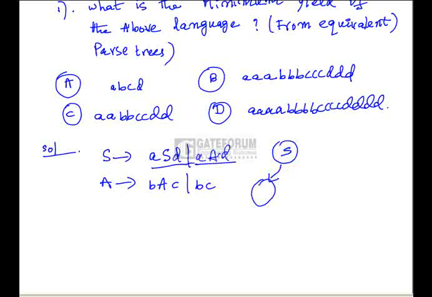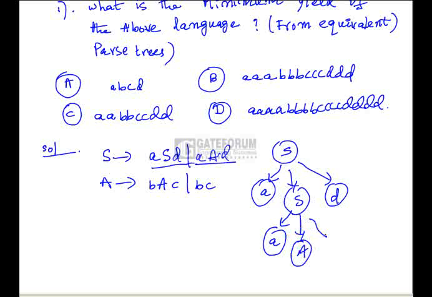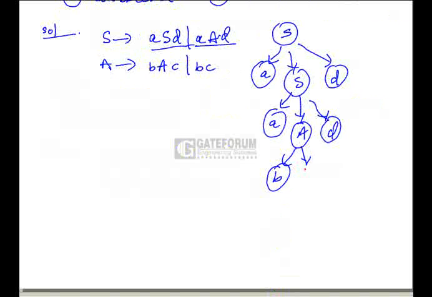So for this, the equivalent parse tree will be like this. S goes to ASD. Parse tree should cover all the productions. So again leaf node is A and D here. S should not be a leaf. Again S goes to AAD can be used, and again A goes to BAC we can use. C is the terminal string here. Again A goes to BC. So this is the parse tree.